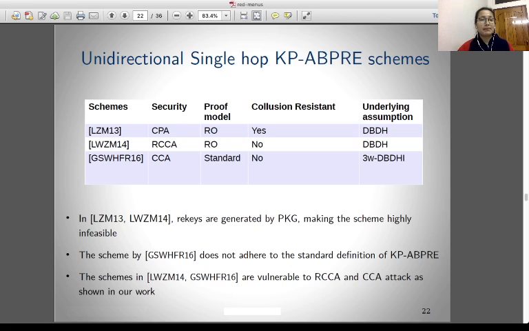Next, we have another scheme by G et al., which claims to be CCA secure in the standard model. However, it is not collusion resistant. The first 2 schemes have the weakness that the re-encryption keys are generated by the PKG, which makes the scheme very much infeasible. And the latest scheme by G et al. does not adhere to the standard definition of KP-ABPRE. Also, in our work, we show that the 2 schemes by Lee et al. and G et al. are vulnerable to RCCA and CCA attacks respectively.